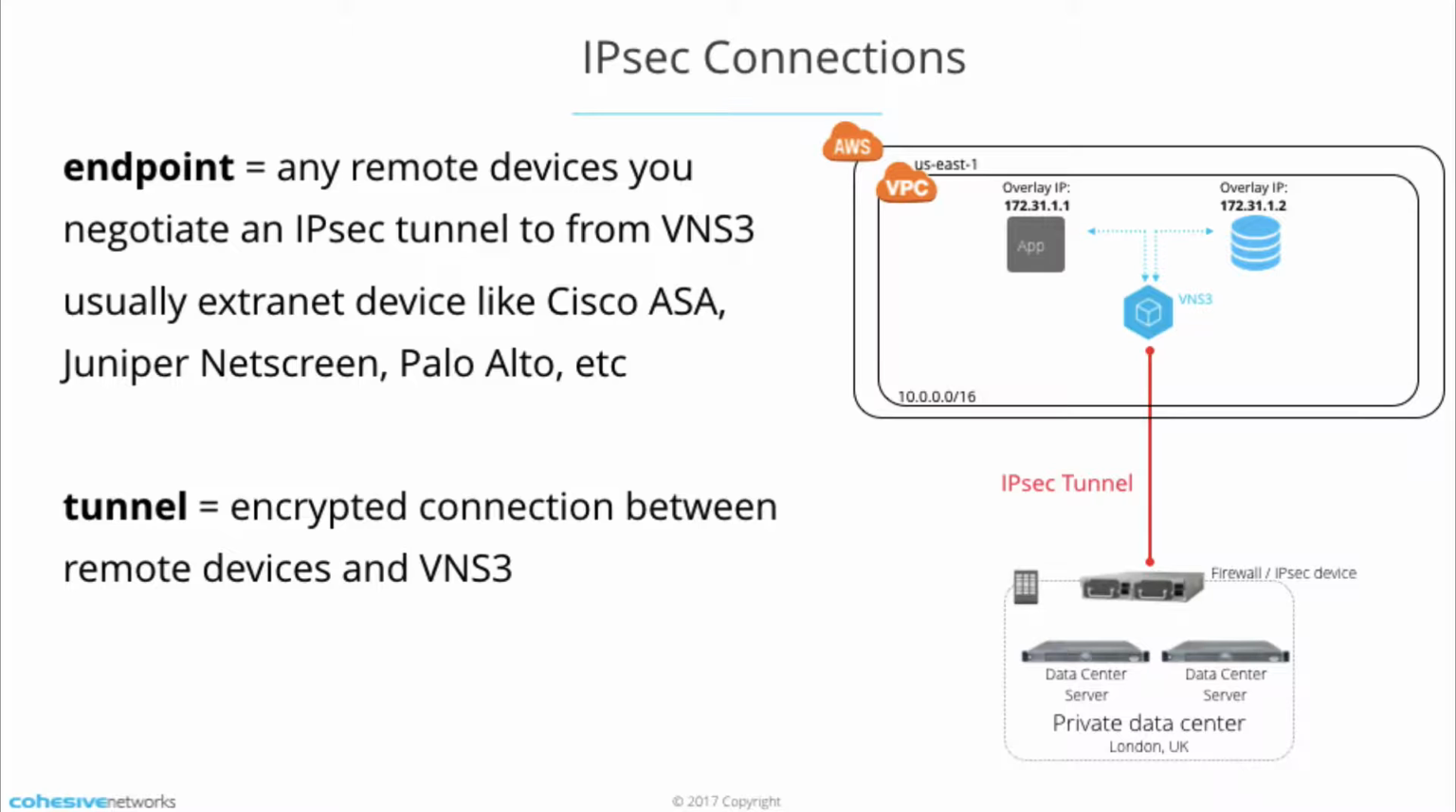To start, an IPsec endpoint is the remote device that you will negotiate an IPsec tunnel to from your VNS3 controller instance. These are typically extranet devices like a Cisco ASA, Juniper NetScreen, Palo Alto, and so on. The number of endpoints in your license determines the number of remote devices you can connect to with your VNS3 instance. You can allow certain traffic to pass between your extranet devices based on your tunnel definitions.